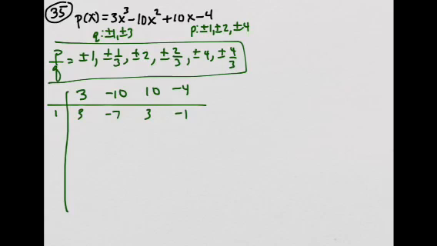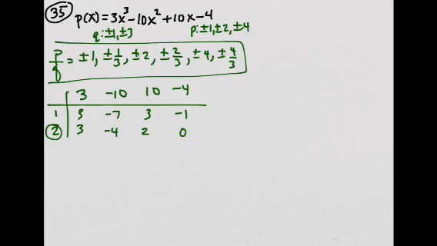I'm going to try 2. Bring down the 3. 3 times 2 is 6. 6 minus 10 is negative 4. 2 times negative 4 is negative 8. Negative 8 plus 10 is 2. 2 times 2 is 4. 4 minus 4 is 0. So that one works.